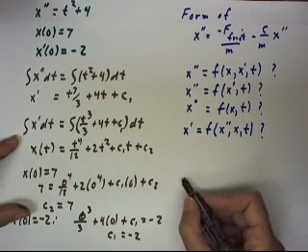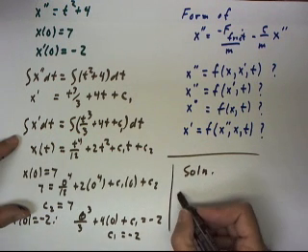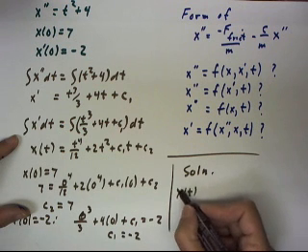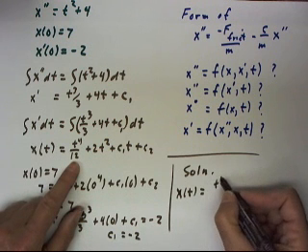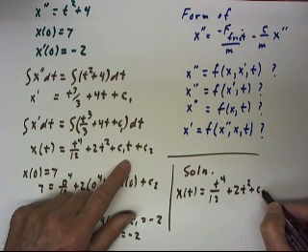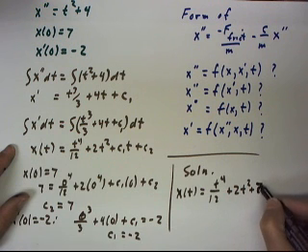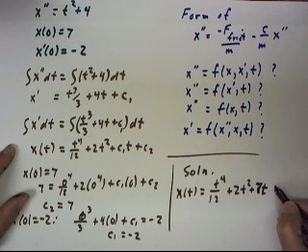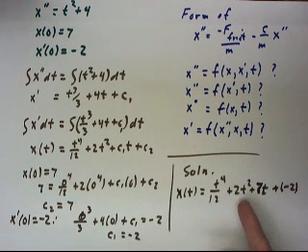And our solution is x of t equals, okay, t to the 4th over 12 plus 2t squared plus c1t, well, not c1 because c1 is negative 2, so we'll call that negative 2t, and then plus c2, which is 7. So x of t equals t to the 4th over 12 plus 2t squared minus 2t plus 7.